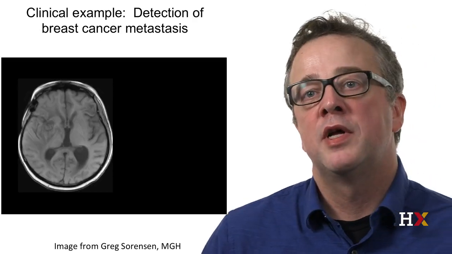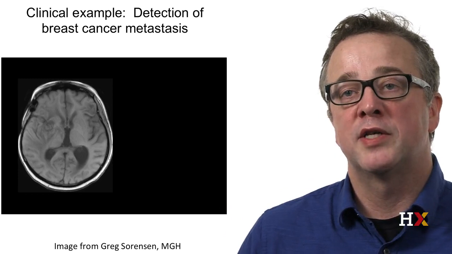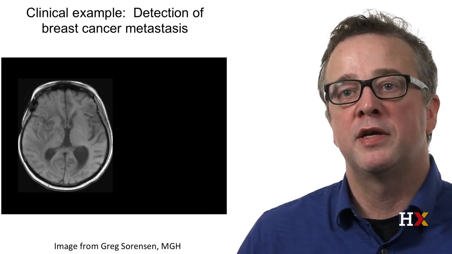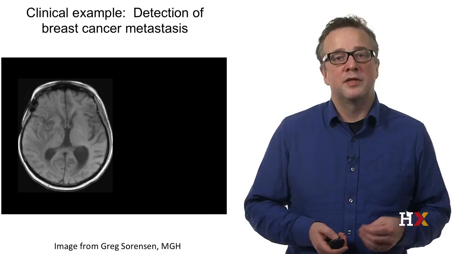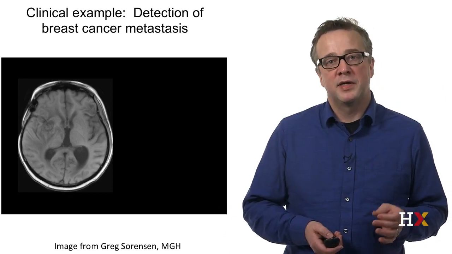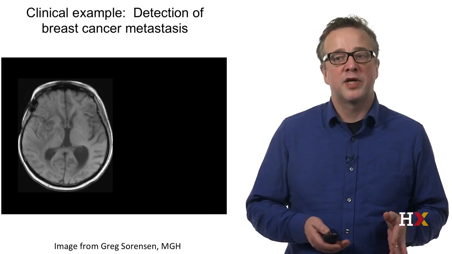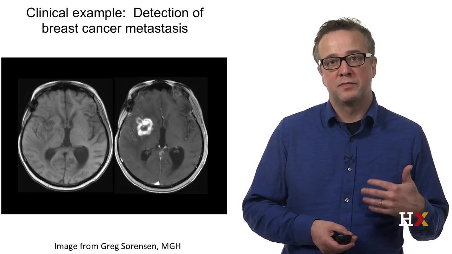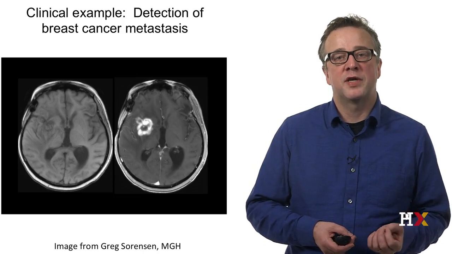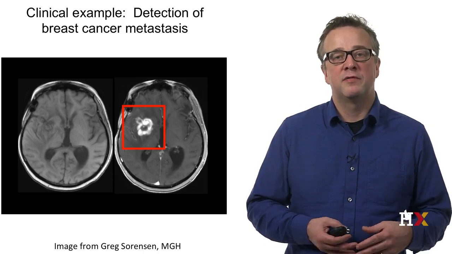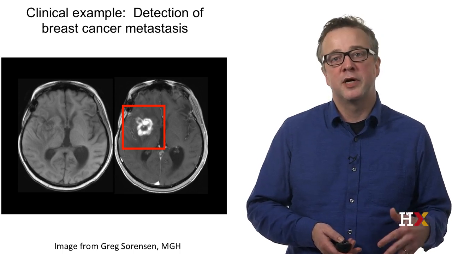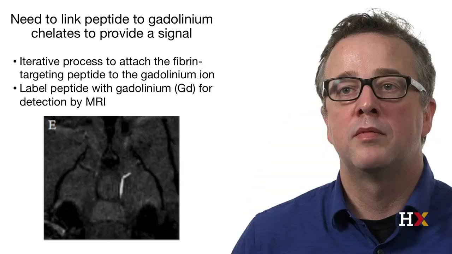Here's an example. This is a woman who has breast cancer, and what we'd like to understand is whether the cancer has spread and metastasized to the brain. The image that you see here is an MRI before we inject our contrast agent, and the image here is now an image after we inject our contrast agent, and you can clearly see a region of signal enhancement that appears, and this is due to cancer that's spread to the brain.